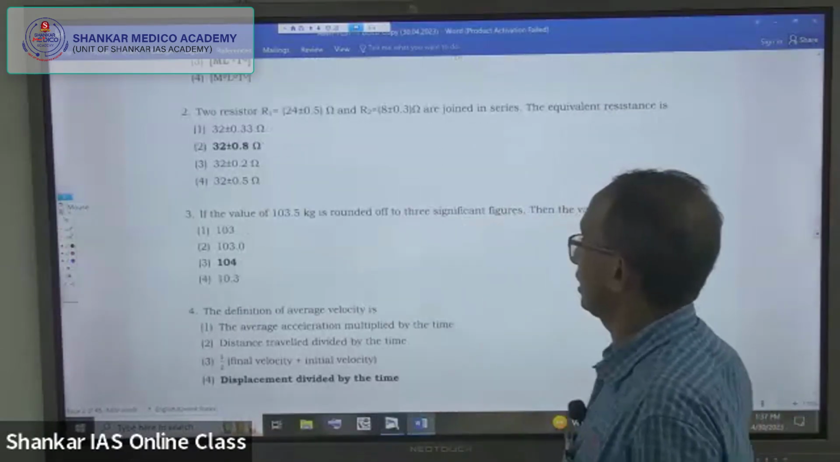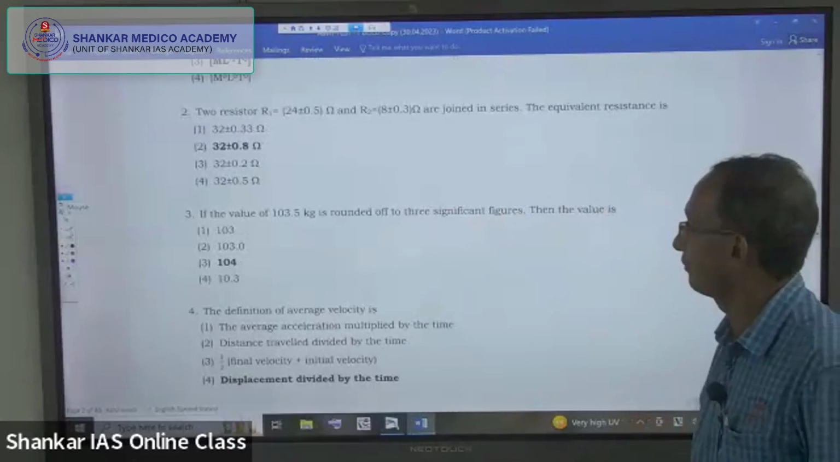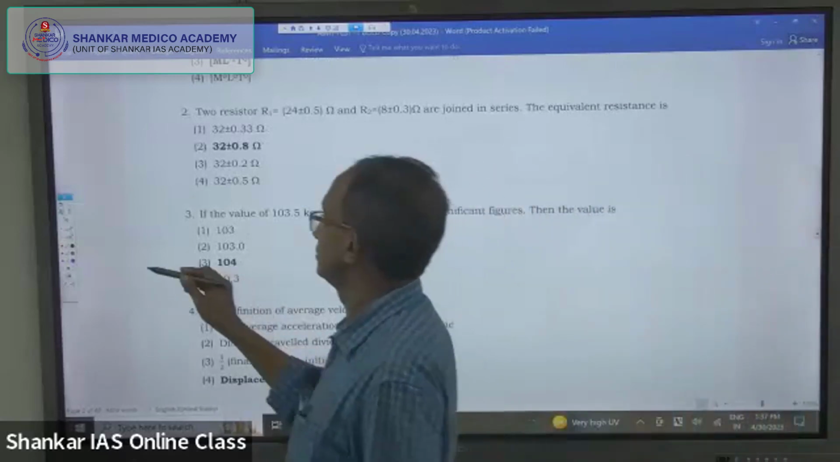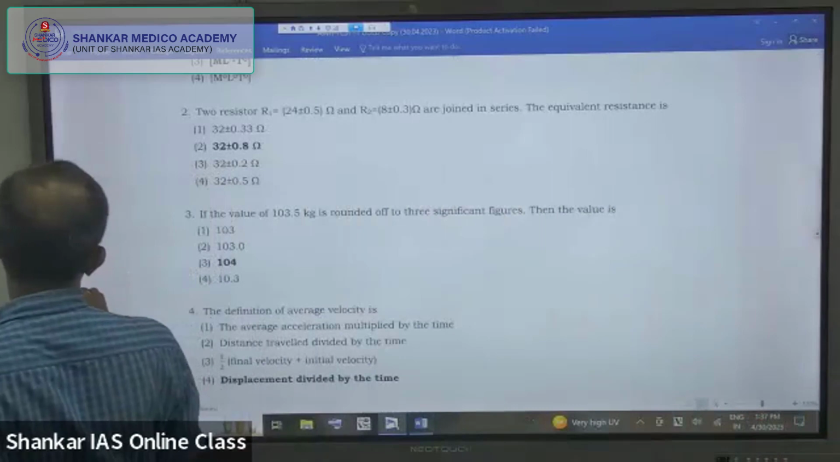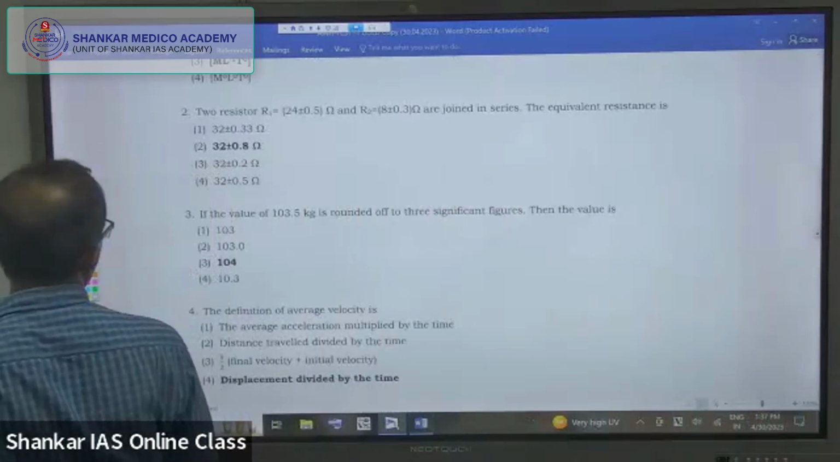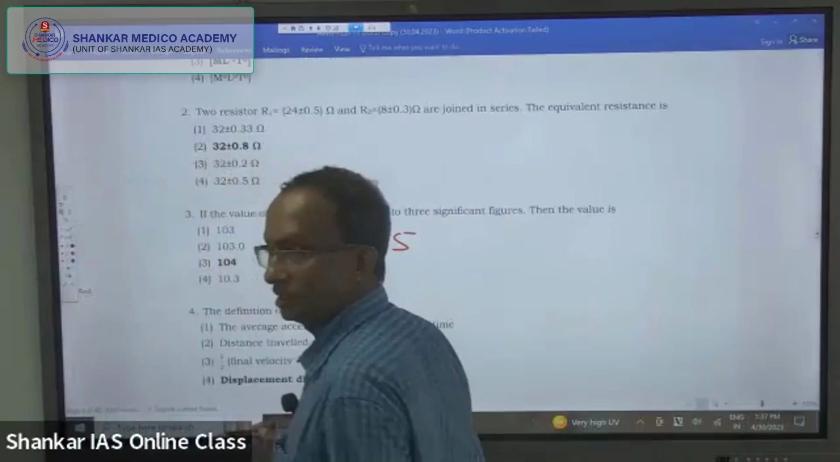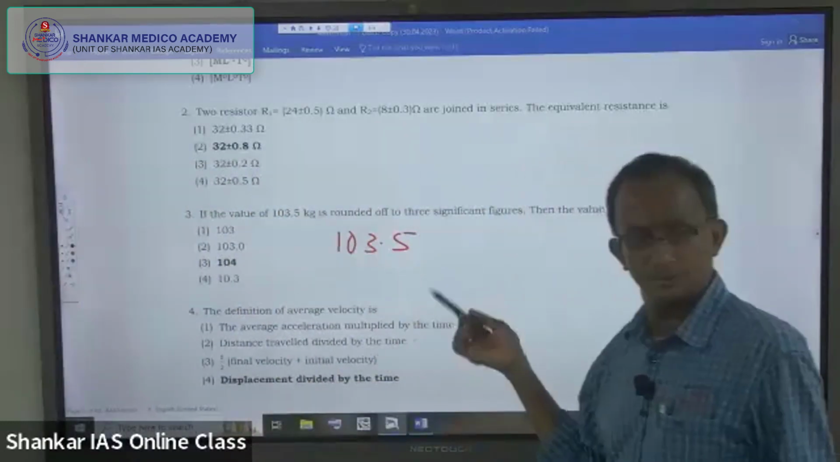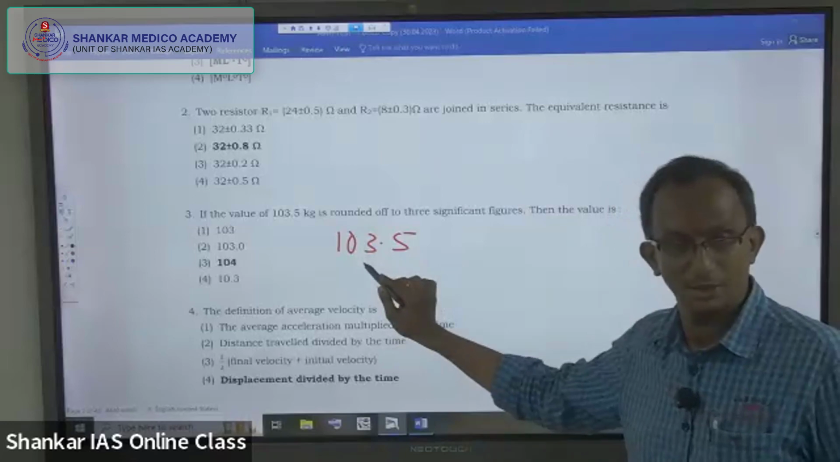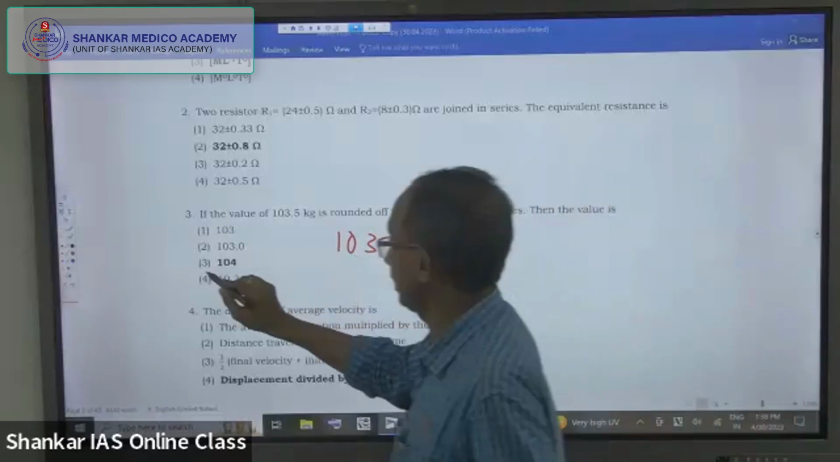So next, if the value of 103.5 is rounded off, 103.5, it is 5. Plus 1 should be added because this is odd. So 104.